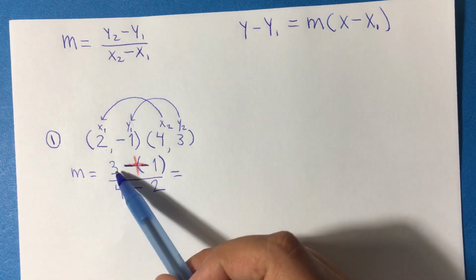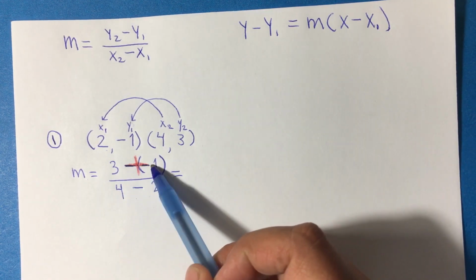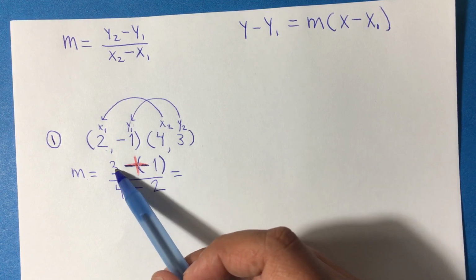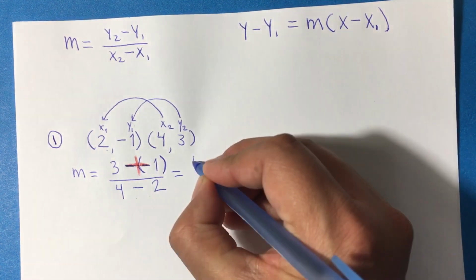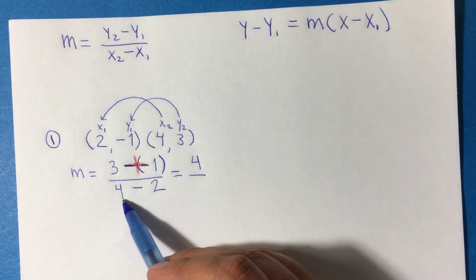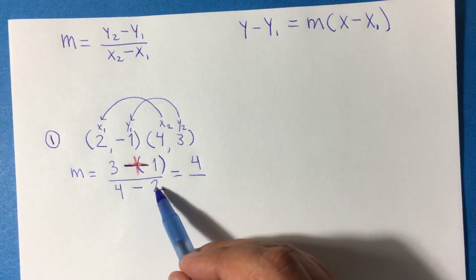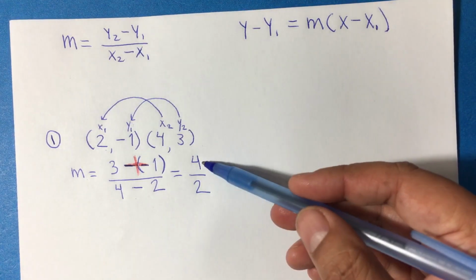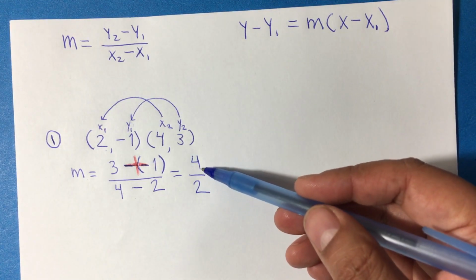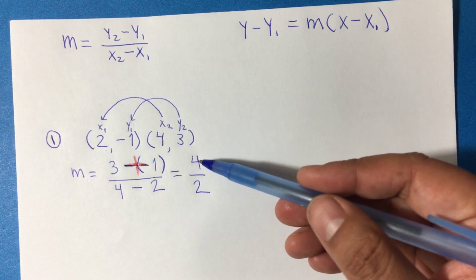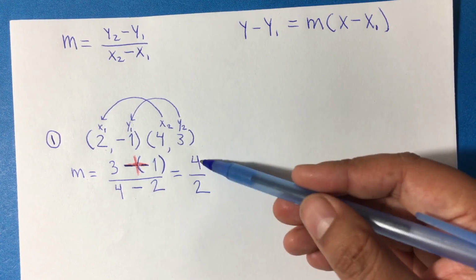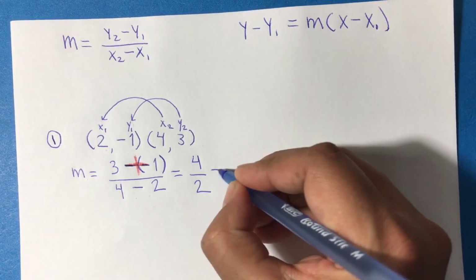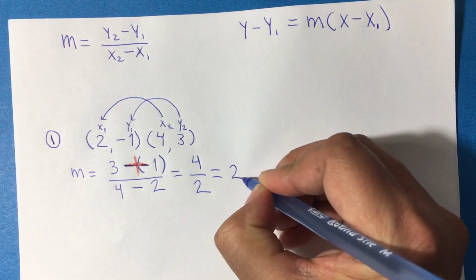Now that we have that clear, this big plus makes the negatives disappear. So now the 1 is a positive 1. So 3 plus 1 is 4. And then in the denominator, 4 minus 2 is 2. Then we can check if we are able to simplify, but better if we are able to divide. In this case, 4 can be divided by 2 and you get 2.